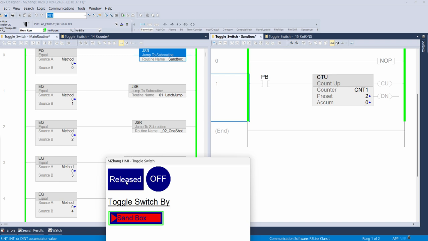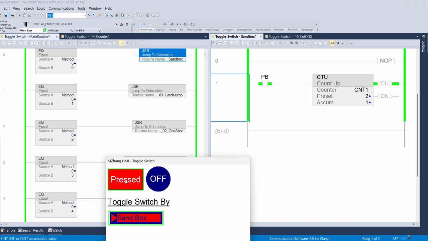Right now, accumulate is 0. So I'm going to press the button and hold it for a longer time. Now you can see, even though I'm holding the button, it only counts once, right? So that means we don't need a one-shot. The counter instruction has a built-in one-shot function. It only looks at the transition, right?